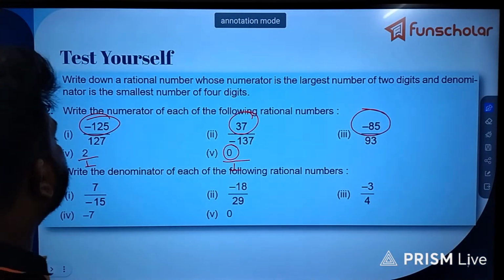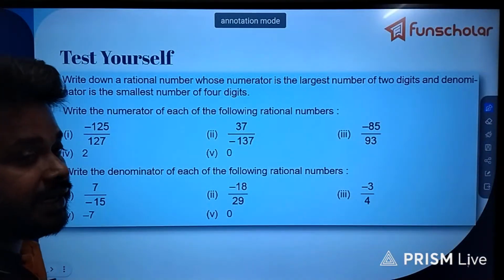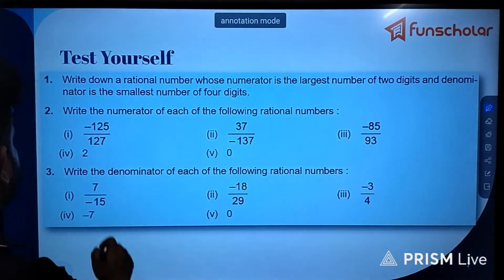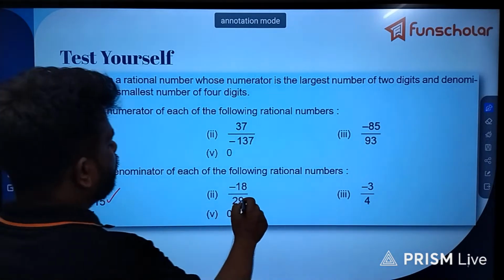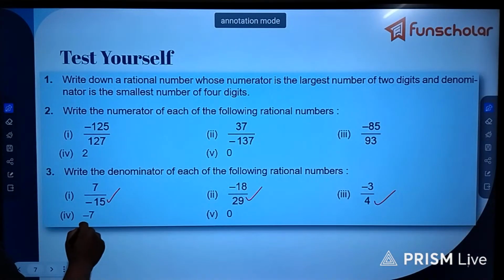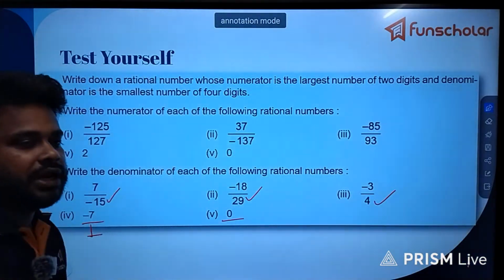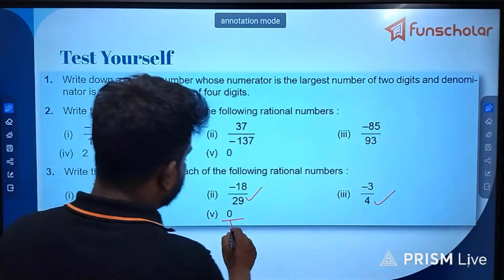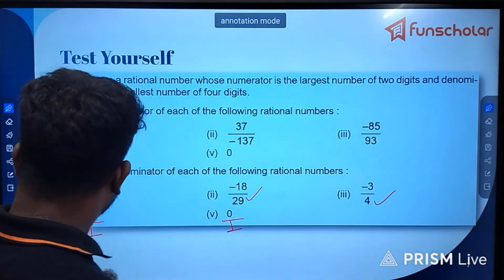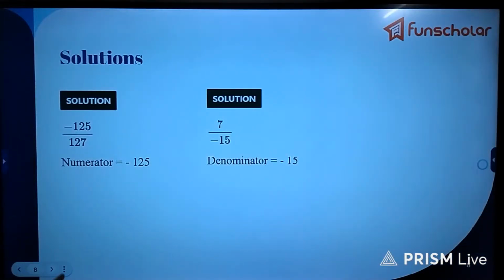Now write the denominator of each of the following rational numbers. The next one is the same, but it is the denominators. Okay, so the first one is minus 15, the second one will be 29, the third one will be 4, the fourth one we don't have currently, but we have an invisible one, so that will be 1, and the same goes for the number 5 as well. It will also be 1 as the denominator. Okay, so the next one, yes, they have already done it, all of them like this.